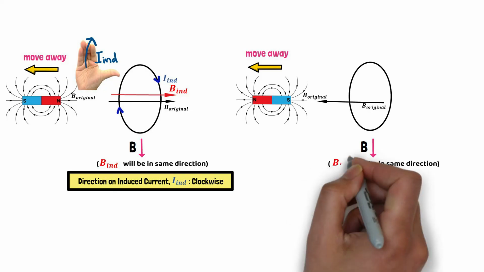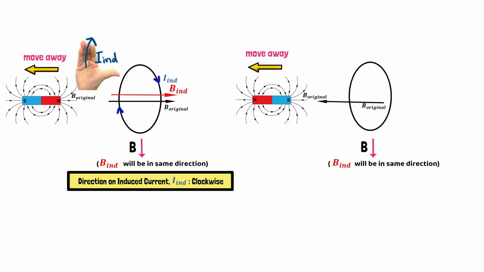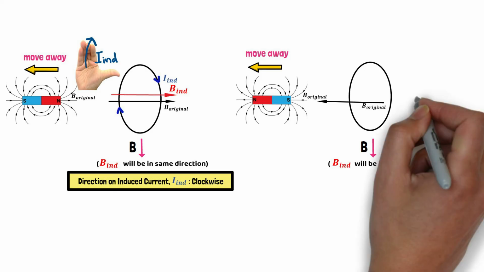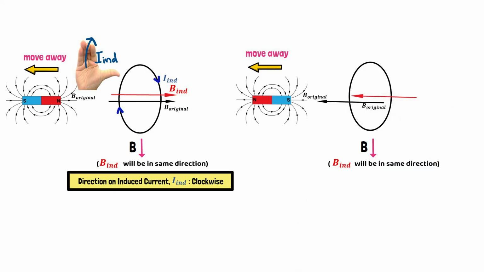Jadi induced magnetic field akan terhasil dan directionnya akan sama dengan direction of the original magnetic field. Ialah bila B is decreasing, so induced B akan cuba untuk tambah kekurangan yang berlaku tadi disebabkan magnetic bar tadi bergerak jauh daripada coil tersebut.